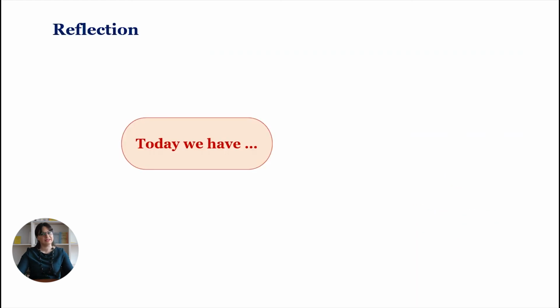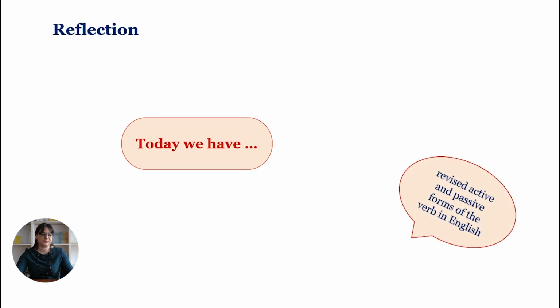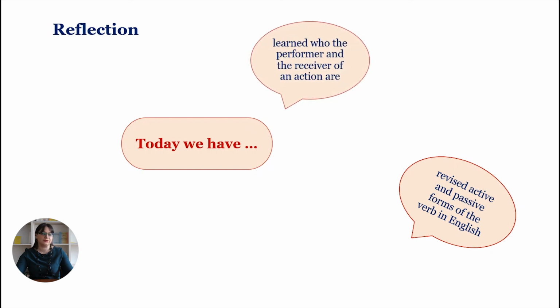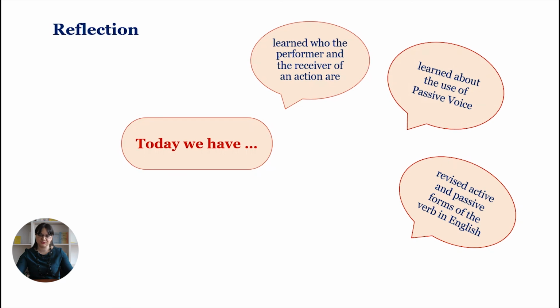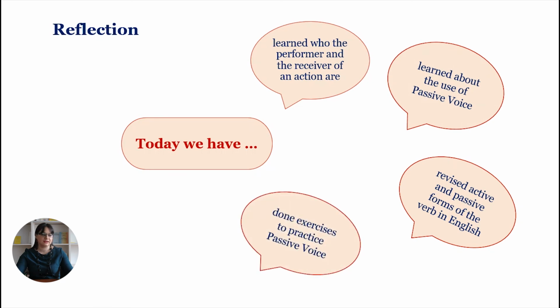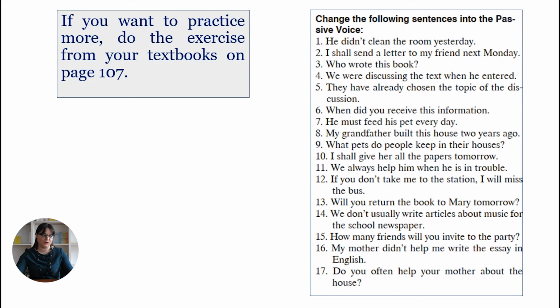Great. Now let's reflect on what we have done today. Today, we have revised active and passive forms of the verbs in English. We have learned who the performer and the receiver of an action are. We have learned about the use of passive voice. And we have done some exercises to practice passive voice. If you want to practice more, do the exercise from your textbooks on page 107.